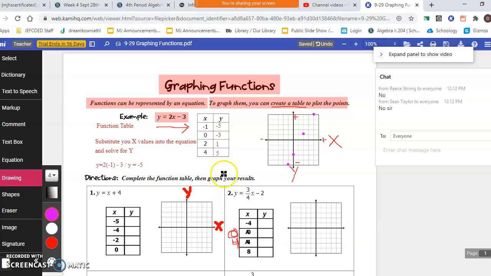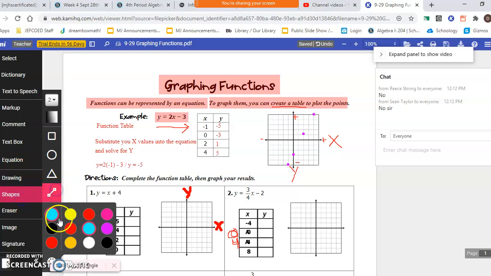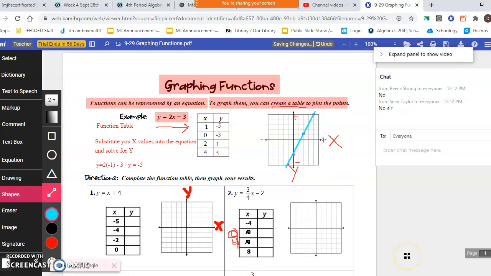Okay? Now, again, we filled out our function table. We found out our range values, and then we graphed it onto our coordinate plane. And if you guys want to use your line tool, you're more than welcome to, whatever color that you prefer. And you can connect those like so with a nice straight line that our linear equation graphed right there. Okay? All right. Questions about that?